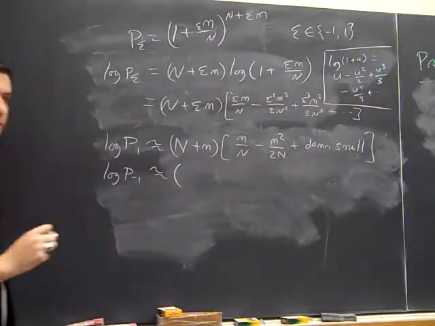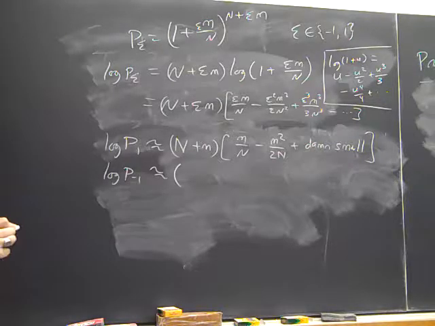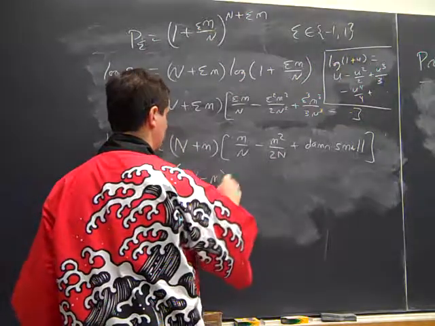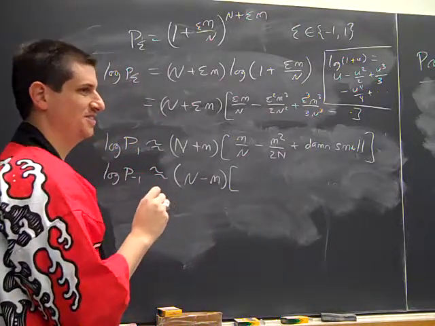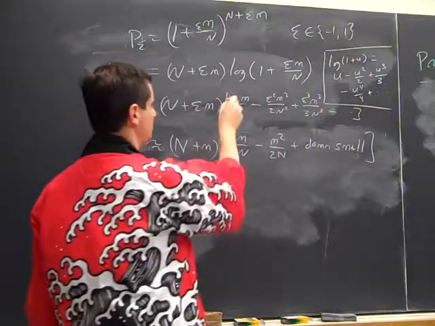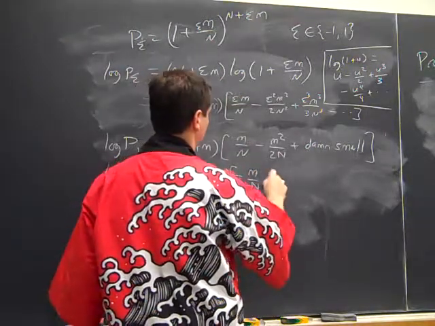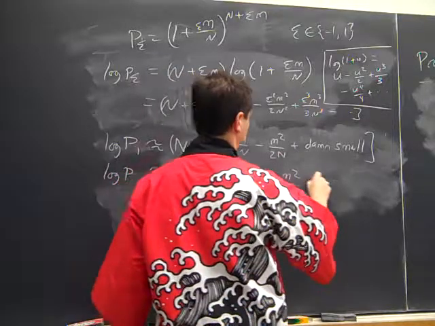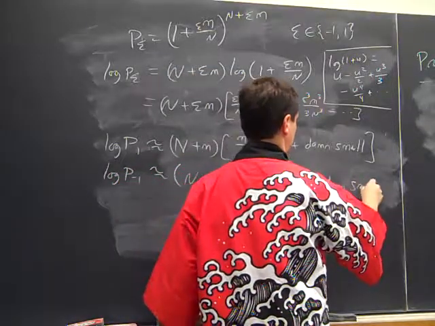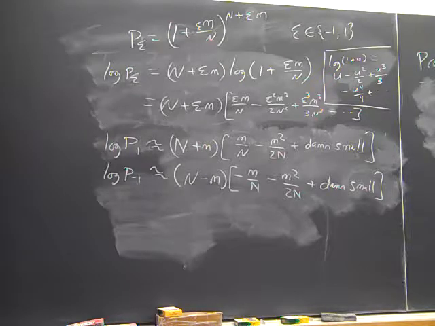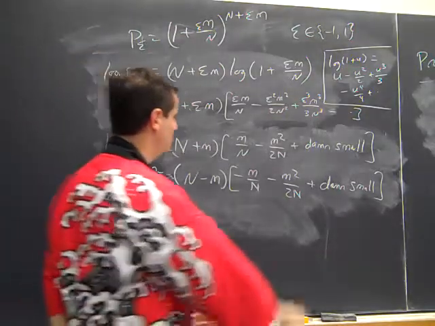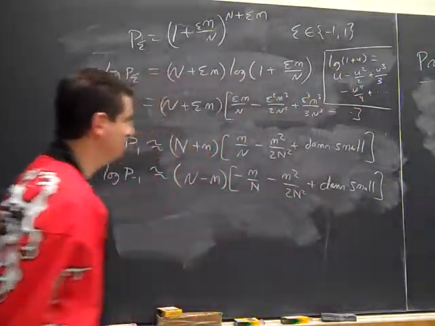What would that be approximately? N minus m. N minus m, good. What next? Yep. We don't flip all the signs. So this becomes negative m over n minus m squared over 2n plus dm small. Dm is actually unsigned. Also over n squared. Yeah. I keep dropping the squares, which will be really bad for them.